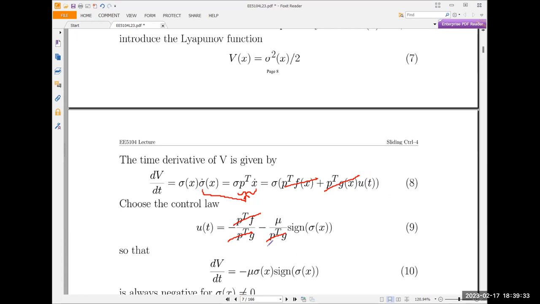What is a sine function? There's a sine function here. If you ask MATLAB, MATLAB will tell you the sine function is basically only 1 or minus 1 or 0. If whatever is inside the bracket is positive, that's 1. If it's negative, it is minus 1. If it is 0, then it's 0. Some books write SIGN, some write SGN. We'll take it as the same thing.